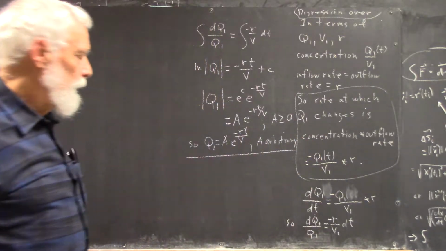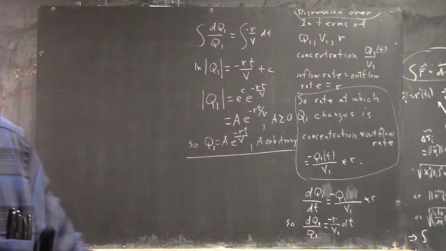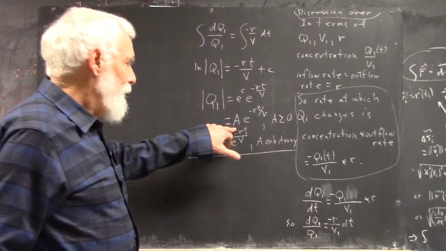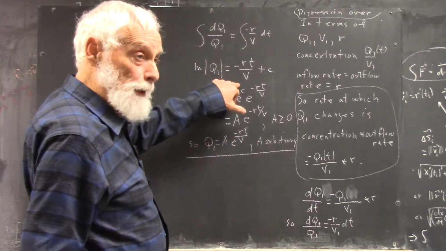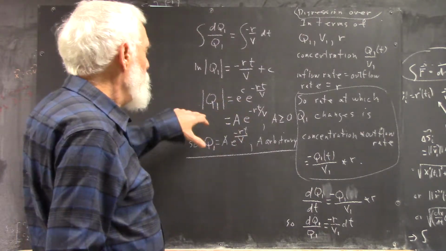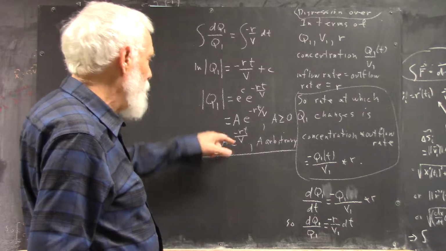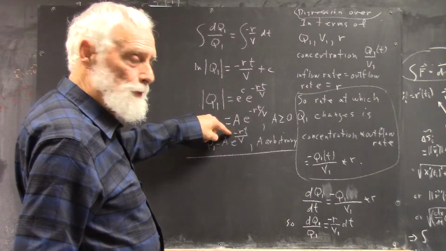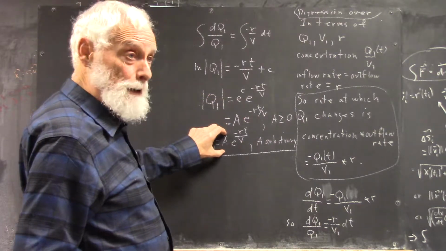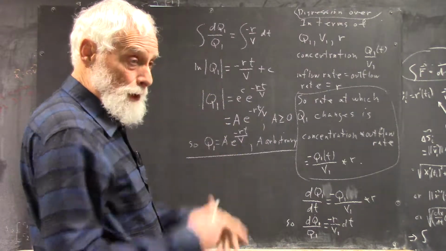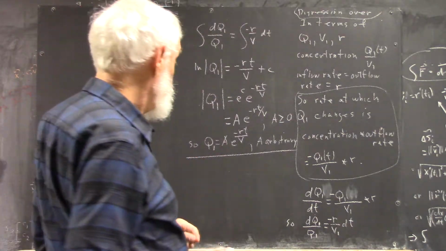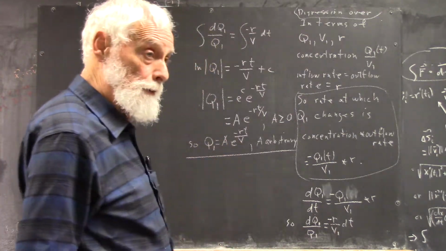Okay, so there we have it. A is arbitrary. I went through the details of why A is positive, because e to the c has to be positive. But if the absolute value is this, then Q1 would be plus or minus this. So you can put a plus or minus in front of a positive A, but when you do, you get just any A. So that's the way your constants work. And we talked about that in more detail last time. Okay, so here we have it.